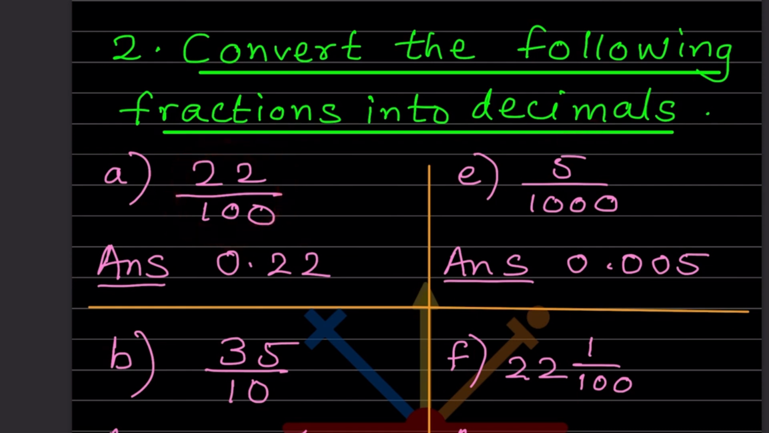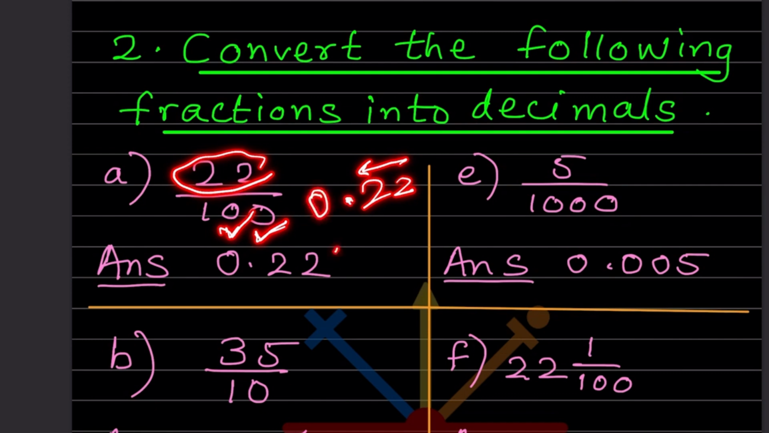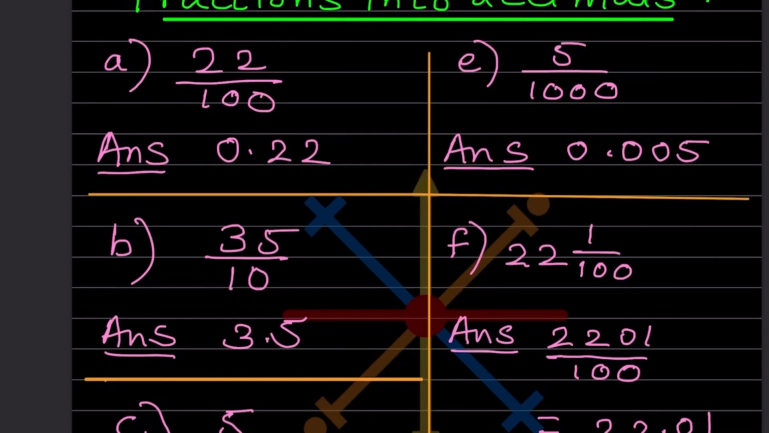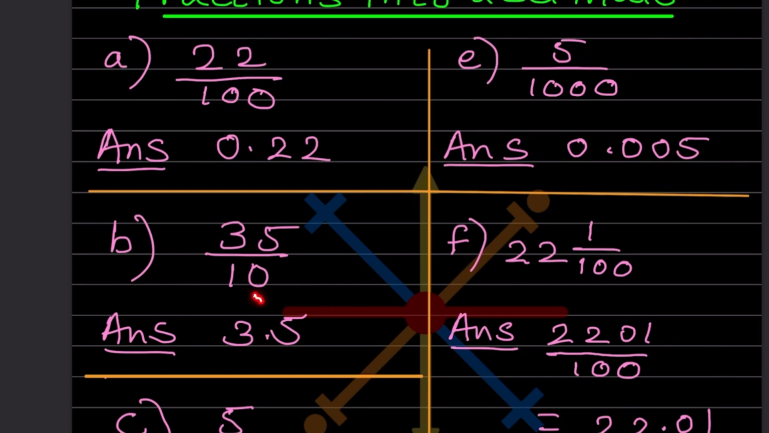Whenever we go from fraction to decimal, you are going to concentrate on the denominator. In the denominator we have two zeros. The numerator is 22. You go from right to left, two numbers back because there are two zeros, and then put a point. So it is 0.22. Now look at 35 by 10. There is only one zero over here, so you write the numerator 35 as it is, go backwards 1, and put a point. That will be 3.5.